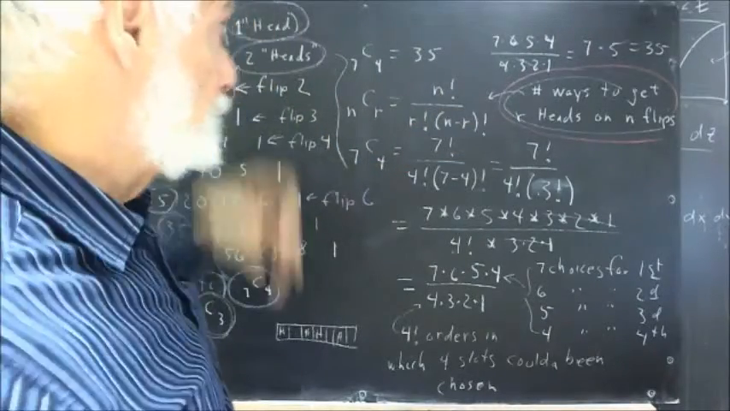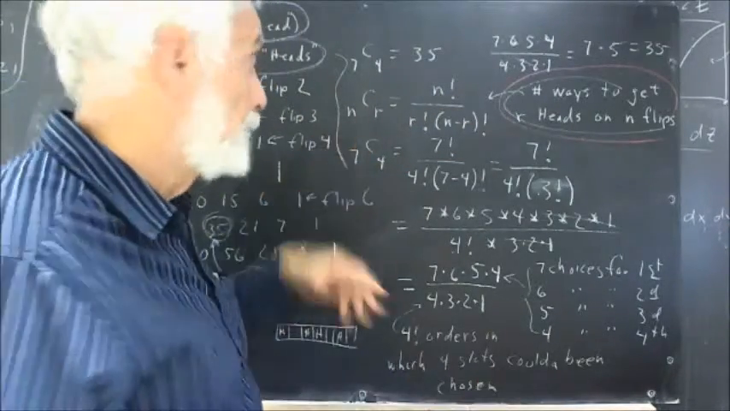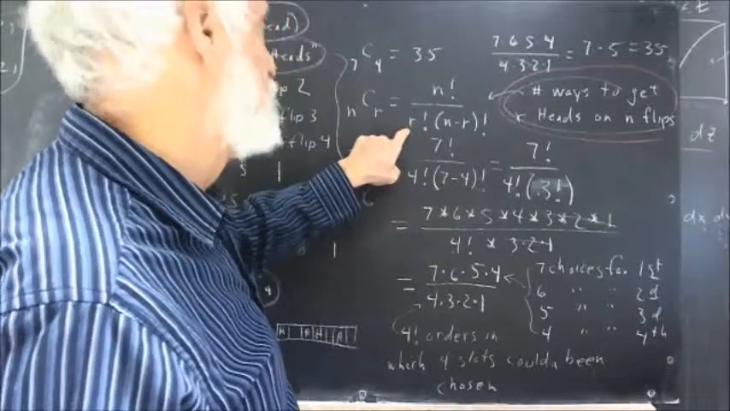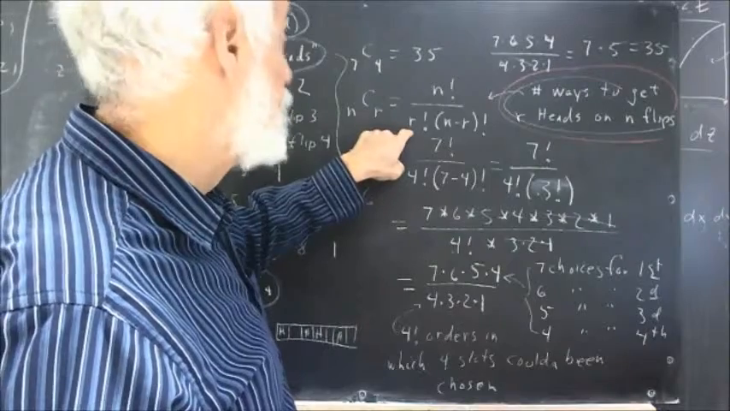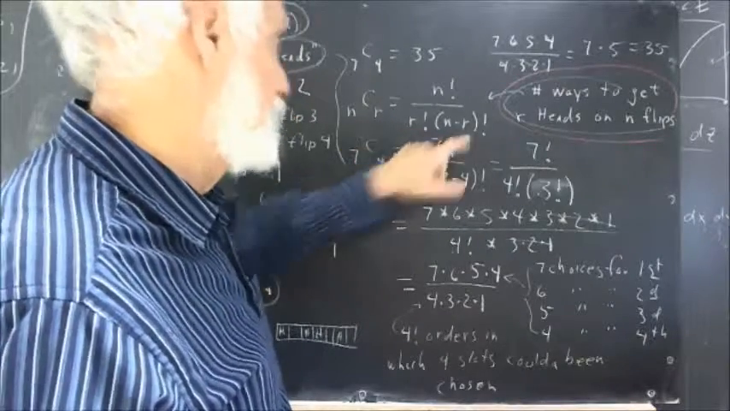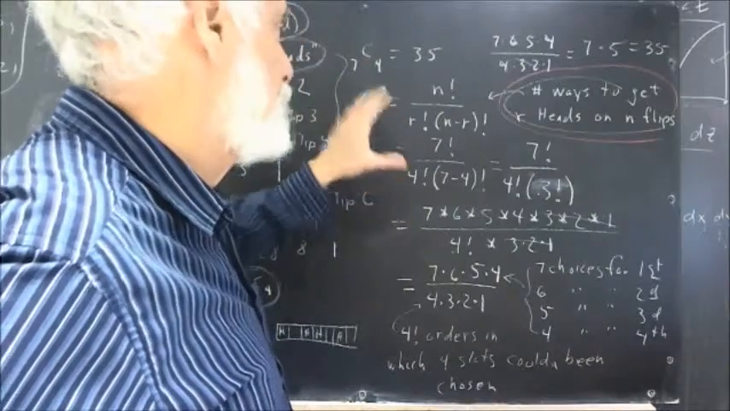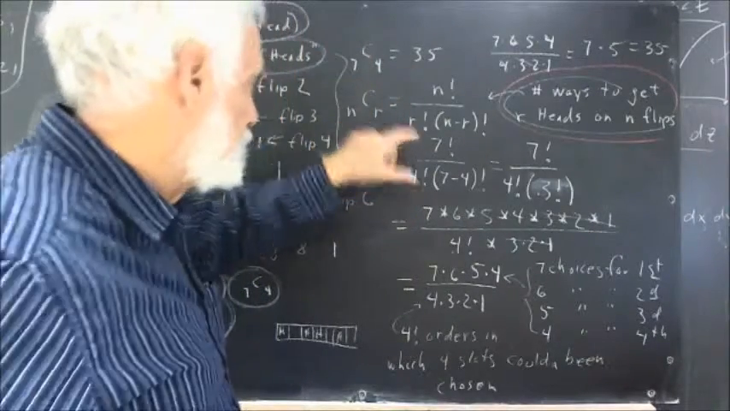Now, I did see a couple of instances where people had the formula and they had it right, but they plugged in n, they plugged in 7 instead of 4 for the r here. So that's kind of a fatal mistake. And another fatal mistake we'll talk about in a second.